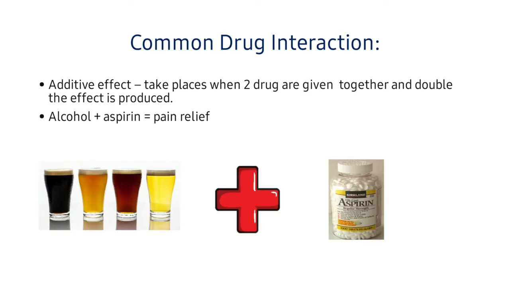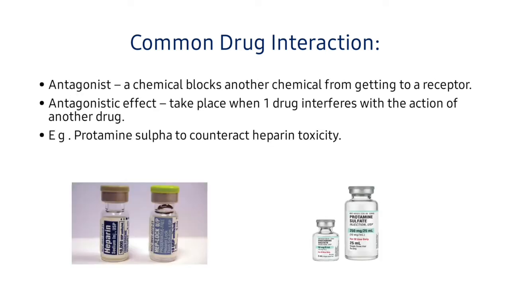Now, what is a common drug interaction? Additive effect takes place when two drugs are given together and double the effect is produced. Alcohol plus aspirin gives pain relief. Antagonist: a chemical blocks another chemical from getting to a receptor. Antagonistic effect takes place when one drug interferes with the actions of another drug. For example, protamine sulfate to counteract heparin toxicity.